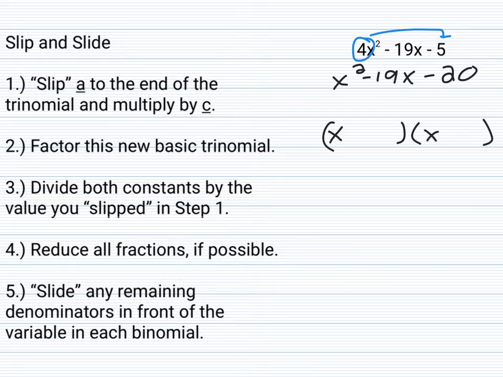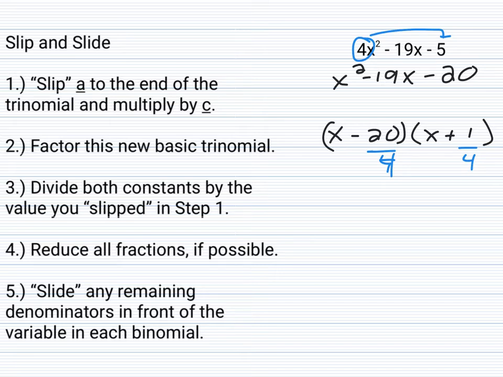And because we're multiplying to negative 20 and adding up to negative 19, which is negative, the larger of these two numbers is going to be negative. So that's going to be x minus 20 and x plus 1. Now that we've done that, we're going to take our two constants, the negative 20 and the 1, and divide each of them by what we originally slipped, the 4. So I divide each of these by 4, just the negative 20 and the 1.